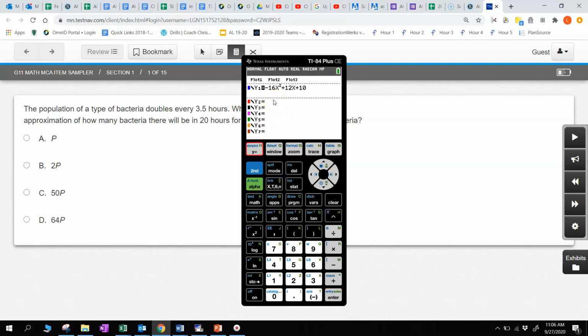Oh, you know what? Now that I think about it, I have to hit this negative sign. So I'm going to clear this. Again, if you're typing on a computer, I used the negative on my keyboard. It didn't read it. So it's a negative 16x squared plus 12x plus 10. Let's try that and hope it works.